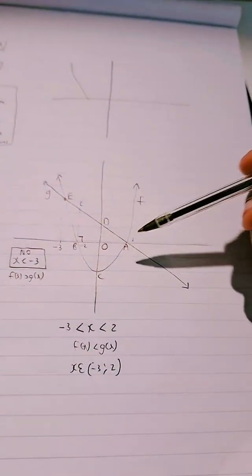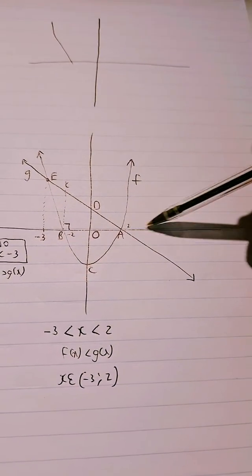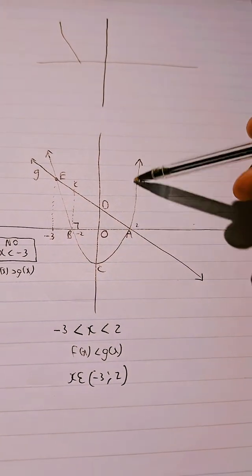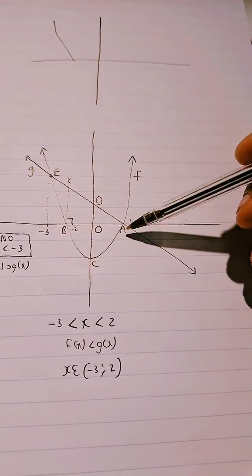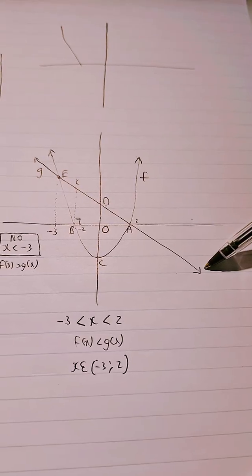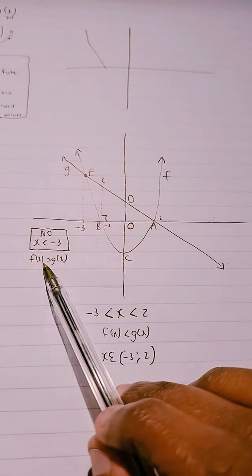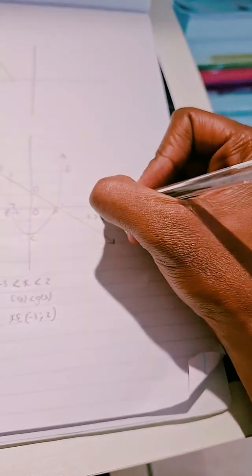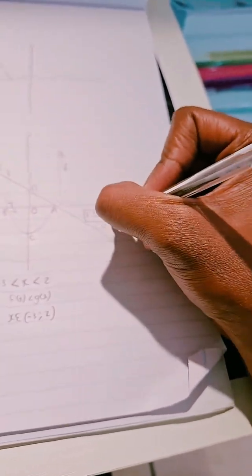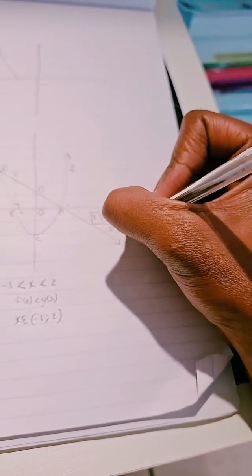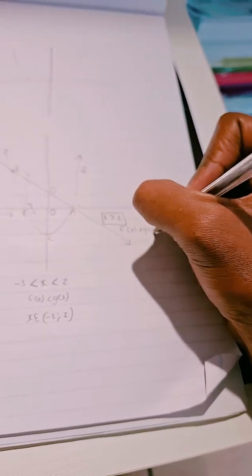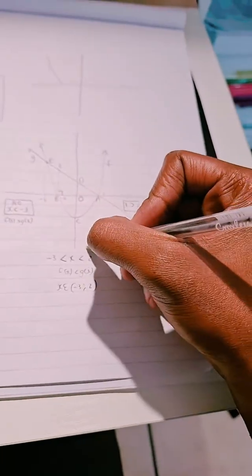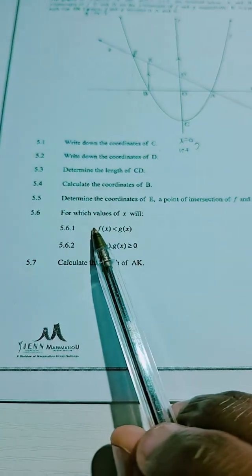Okay. Then from 2 onwards, what's happening? F is above, meaning F is at the top, G is below. So we are back now to F being above G. That's where X is greater than 2. We could say F is above G. So that is our one answer for this question, where is F below G?